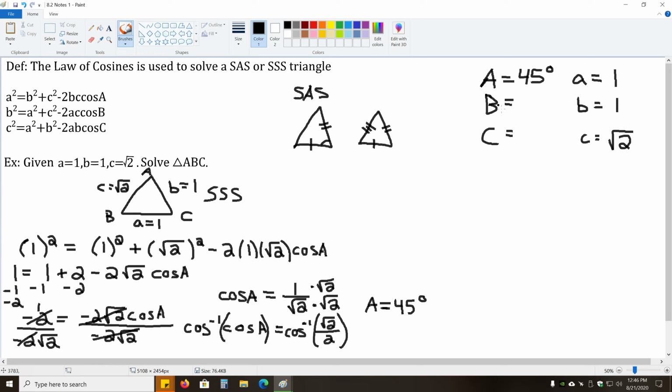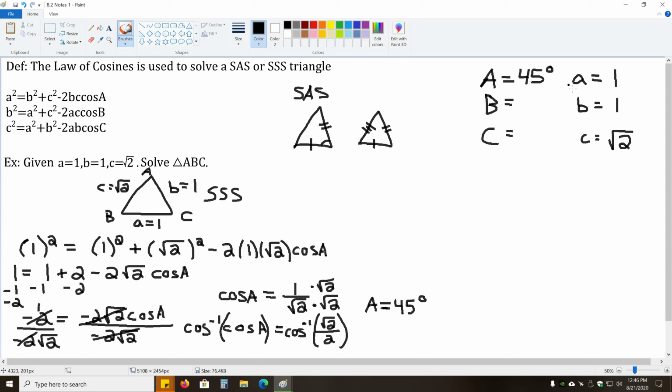And now that we're here, we can solve for angles B and C. And I know what you must be thinking. You're probably thinking, I really don't want to go through all of this process again for angles B and C. And the nice thing is, you don't have to. Because at this point, the law of sines can kick in.